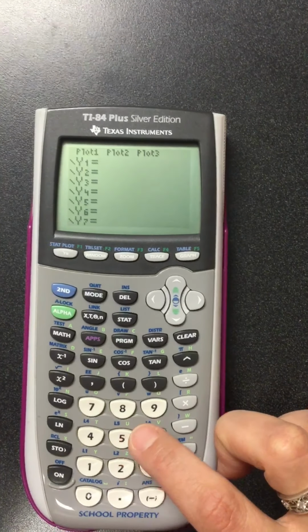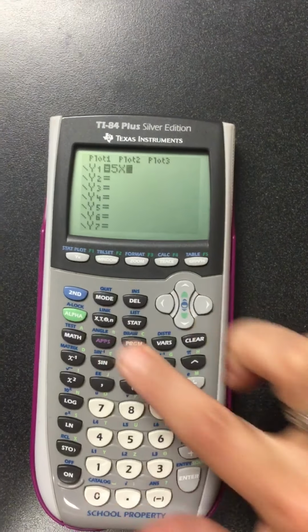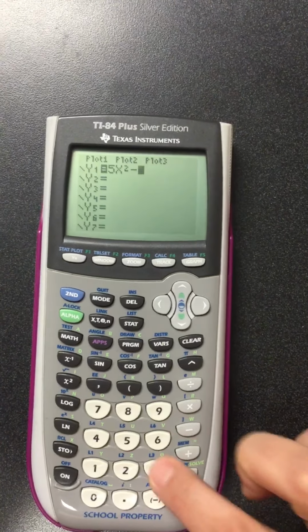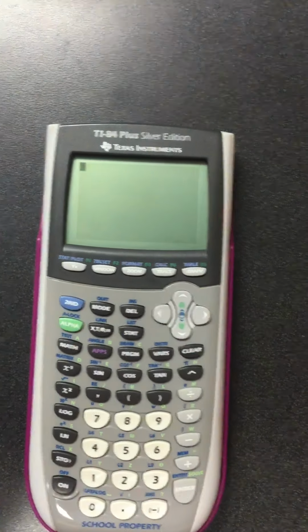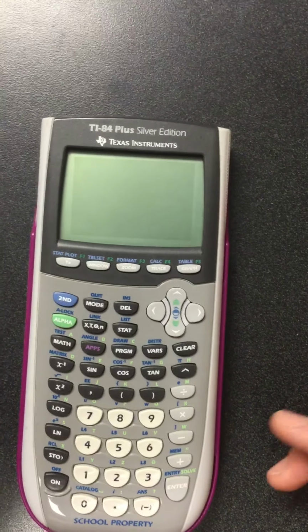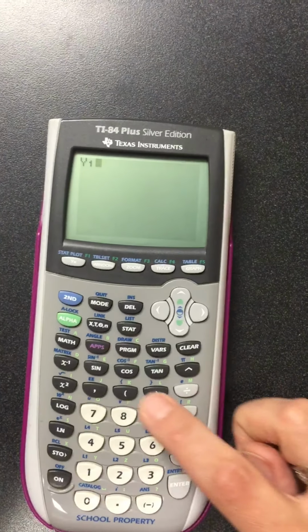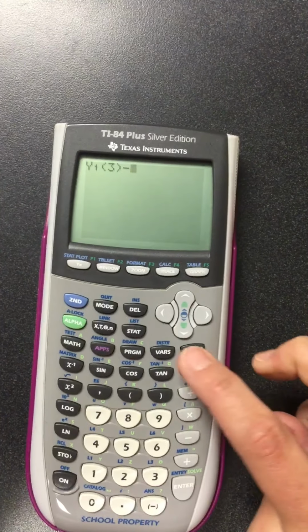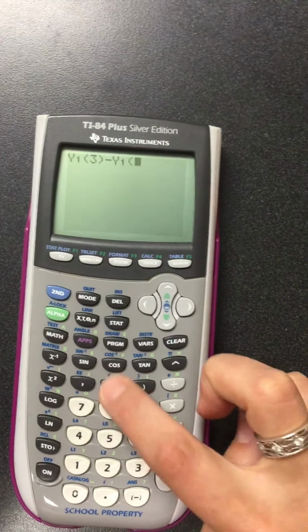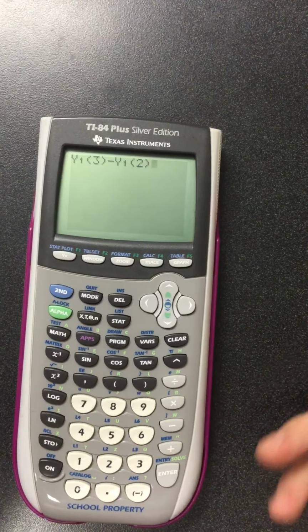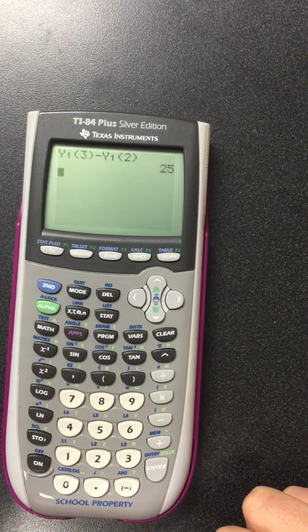This is section 2.1, with just a simple equation, 5x squared minus 3. We'll just do this between 2 and 3. So we're going to do VARS, Y-VARS, Function, Y1 of 3 minus VARS, Y-VARS, Function, Y1 of 2. I said between 2 and 3, so this would be the change between these intervals, 25.